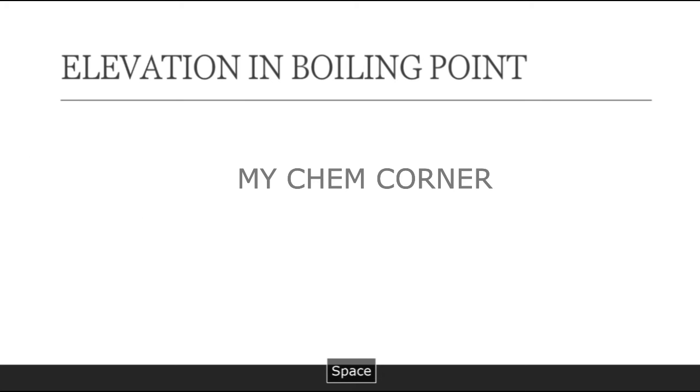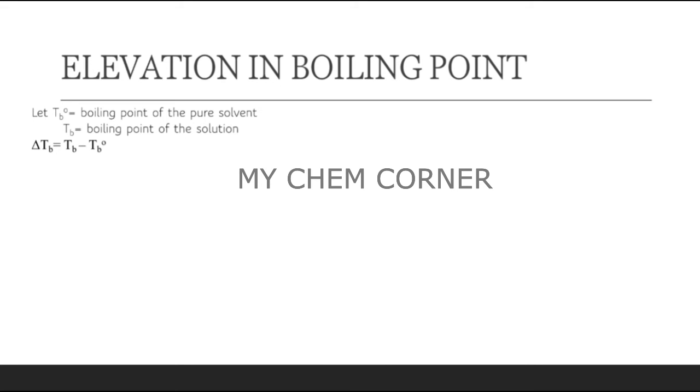Alright, now we move to the next topic, which is elevation of boiling point. We start with the boiling point of a pure solvent. That is denoted as TB naught because it is the pure solvent. Then you take the solution. The boiling point of the solution is denoted as just TB. Now, because we can't have two different boiling points, we need to take a difference. So the difference in the boiling point is equal to TB minus TB naught, which is the boiling point of the solution minus the boiling point of the pure solvent.